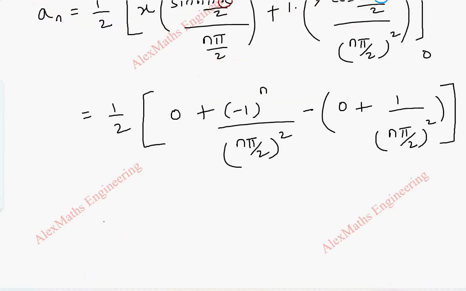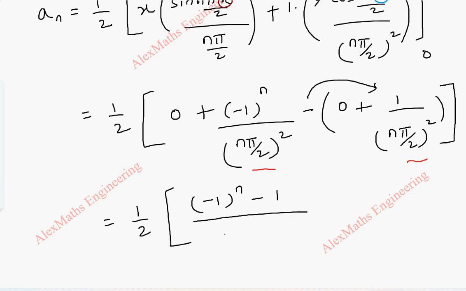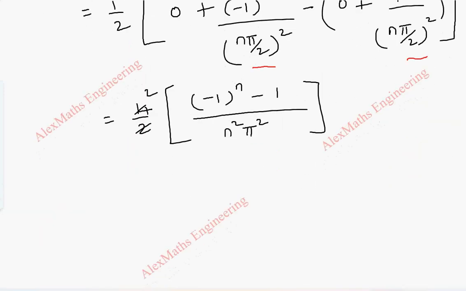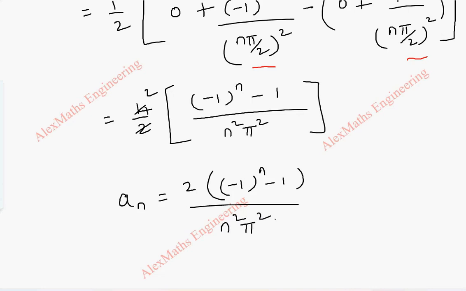Now this is half, and we have a common denominator, so we can add the numerators. So minus 1 whole power n, then minus 1, because when I take this minus here, it is minus 1. And the denominator is n square pi square by 4. And by 4 I can take the numerator as into 4. So now we can cancel this, and we have an as 2 into minus 1 whole power n minus 1 by n square pi square.